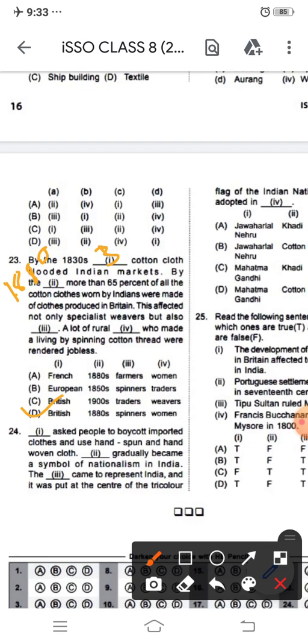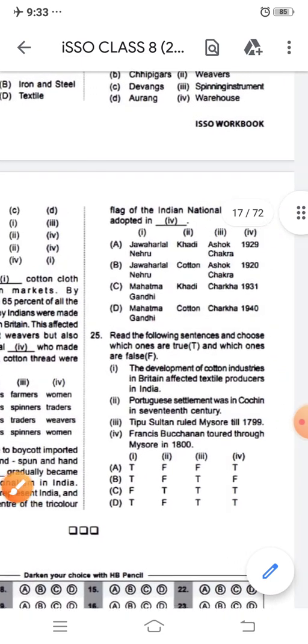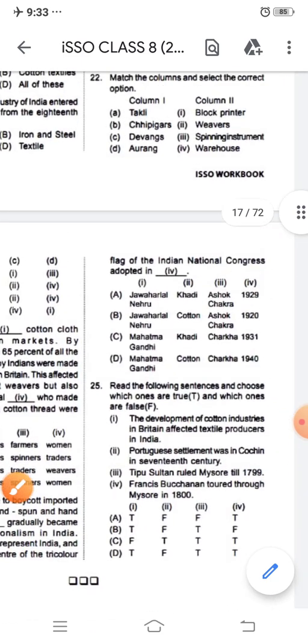Next, again a series-based question. Roman I asked people to boycott imported clothes and use hand-spun and hand-woven clothes. Roman II gradually became a symbol of nationalism in India. Roman III came to represent India and was put at the center of the tricolor flag of the Indian National Congress adopted in Roman IV. The correct option from this I'm going to choose is option C.